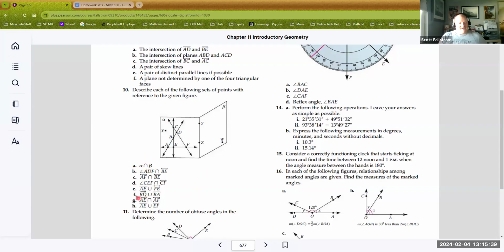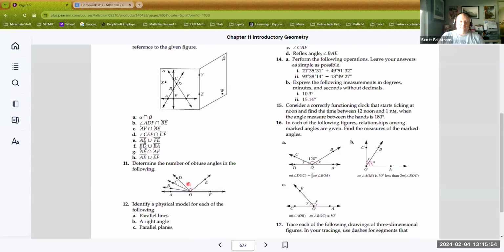Down here, you'll see a union. If I have BD union BA, where does that intersect? Name the shape. Don't describe it. Try to use the terminology and the symbols that we're learning about.